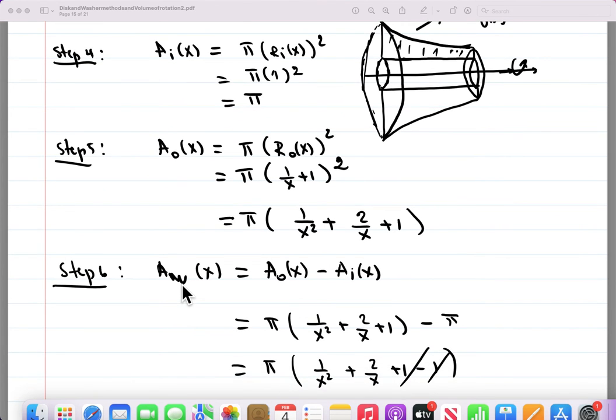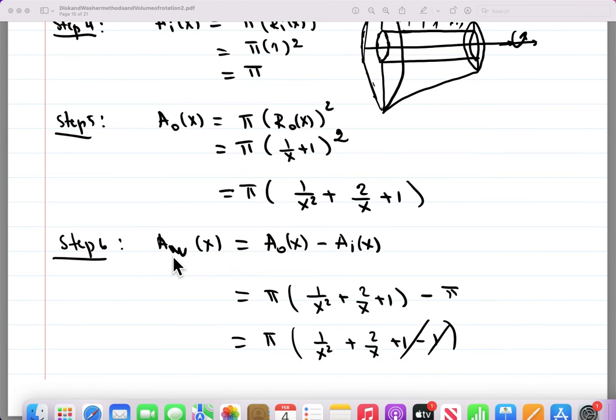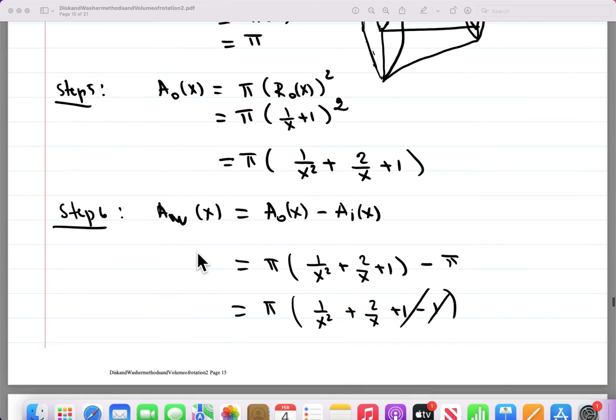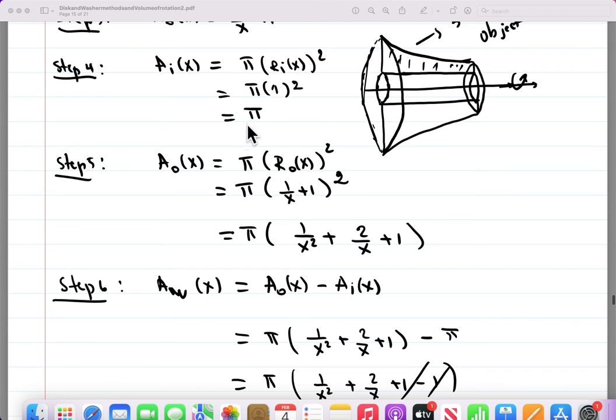Step 6, that's when we find the area of the washer. We know the area of the washer is the outer area minus the inner area. The outer area is given by pi times quantity 1 over x squared plus 2 over x plus 1, minus the inner area, which is just pi.